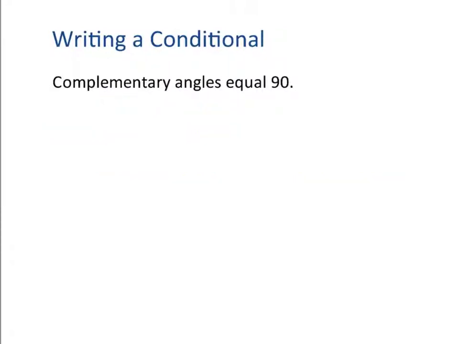Okay, here's the third example. Complementary angles equal 90 degrees. True statement. It's the definition of complementary angles: 2 angles that equal 90 degrees. Now I want to write that in a conditional statement. I need an if and a then. So I find the verb. The verb is "equal." So everything in front of the verb is the if. Everything after the verb is the then, but again, it still has to make sense.